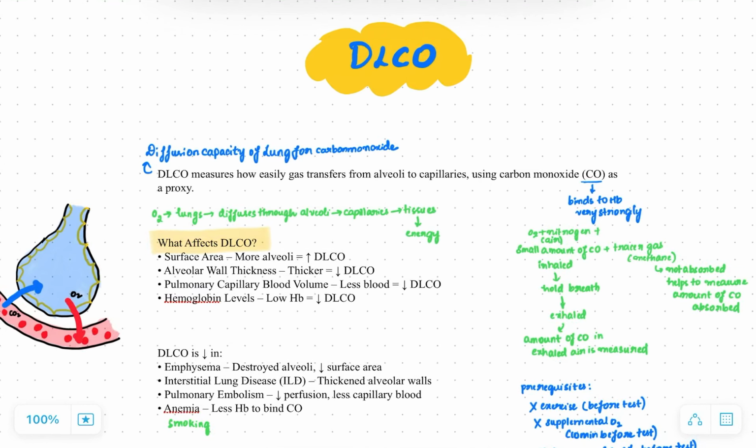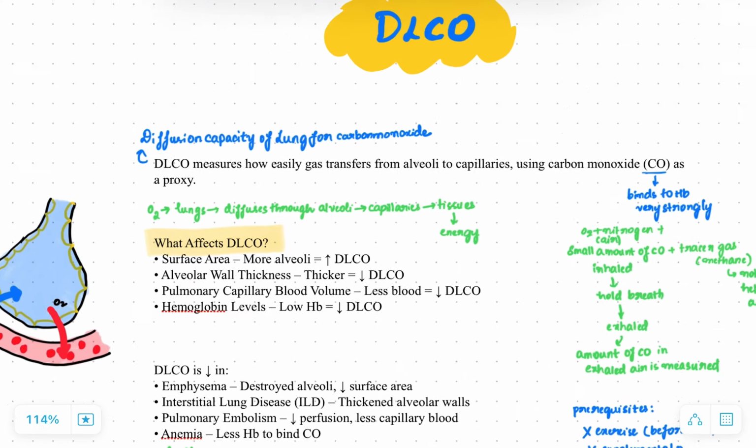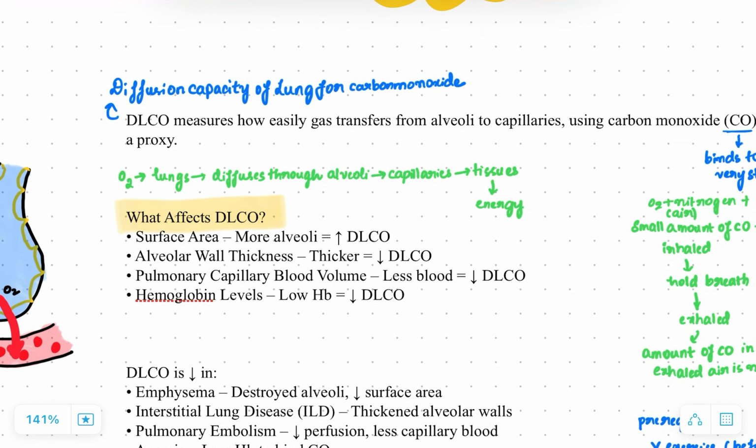Hello everyone, in this video we are going to discuss DLCO. DLCO means diffusion capacity of lungs for carbon monoxide. So where is this diffusion actually occurring?